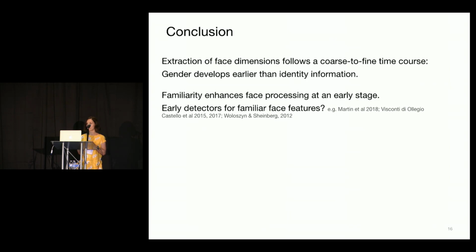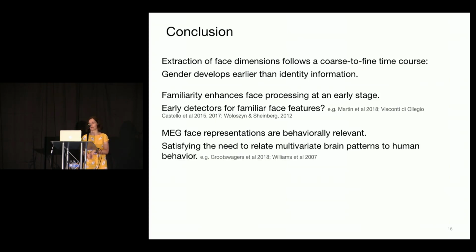the visual system. There are other behavioral studies, and there is also neurophysiological data, which might suggest how that could be implemented. So there's more future work to be done here, but it seems like an interesting thing to investigate further. We also find that our MEG face representations are relevant to behavior, and that's satisfying the need to relate multivariate brain patterns to human behavior.